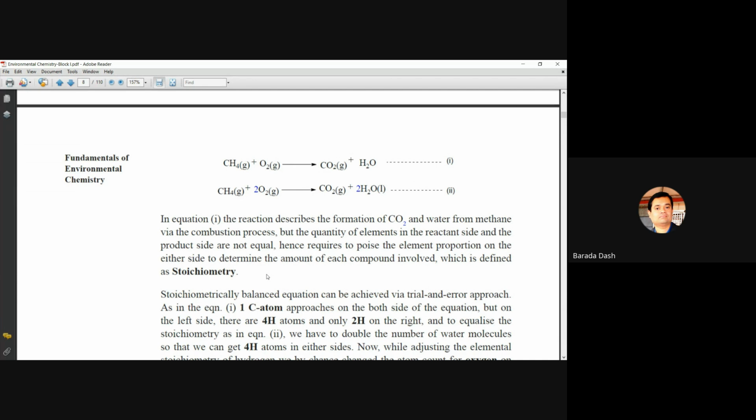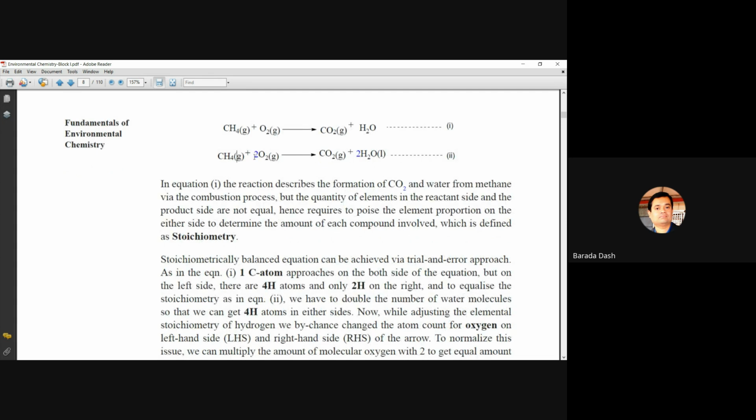In this equation, the reaction describes the formation of carbon dioxide and water from methane via the combustion process, but the quantity of elements in the reactant side and the product side are not equal. Hence it requires us to balance the element proportion on either side to determine the amount of each compound involved, which is defined as stoichiometry.